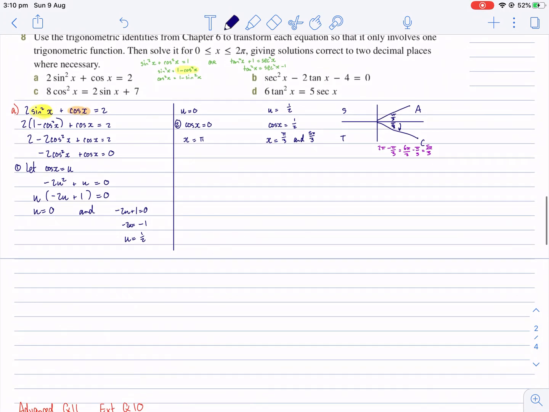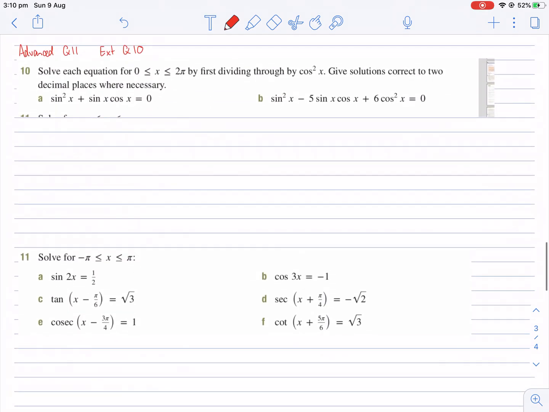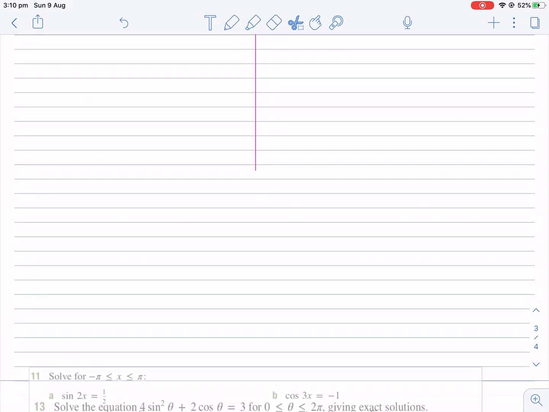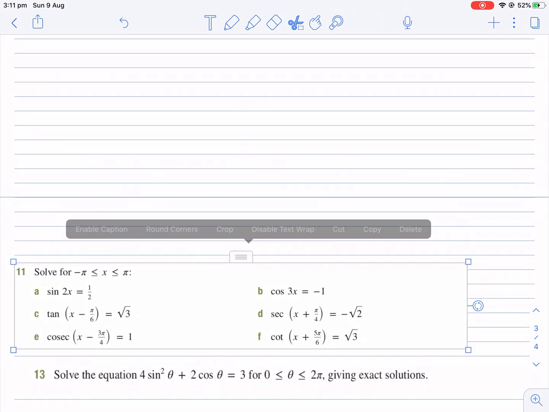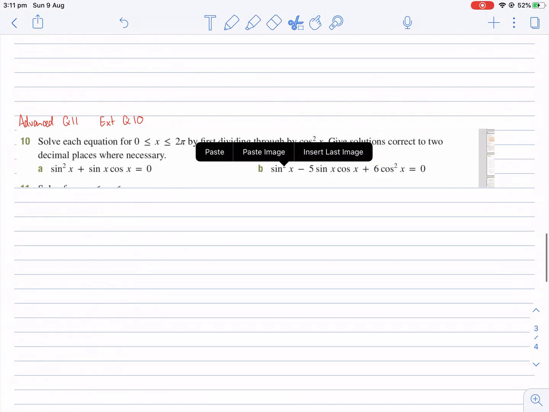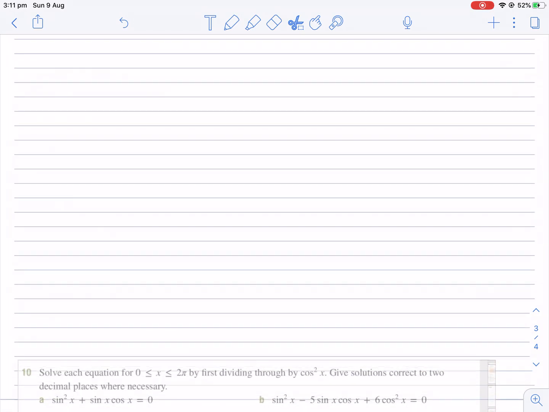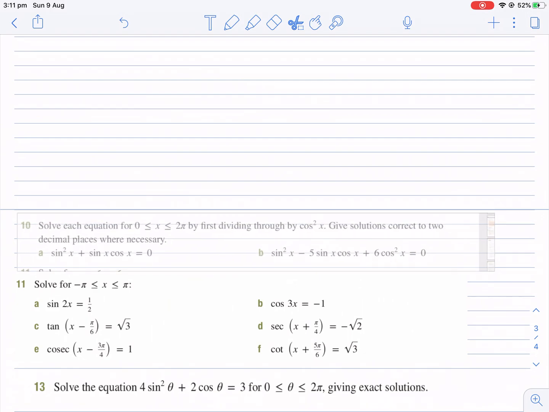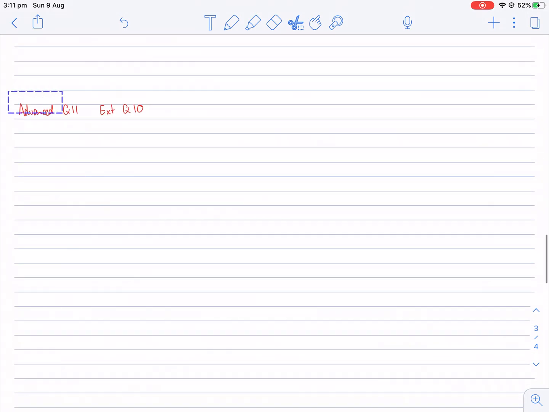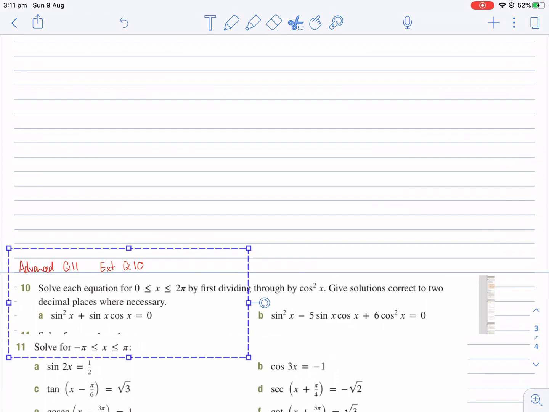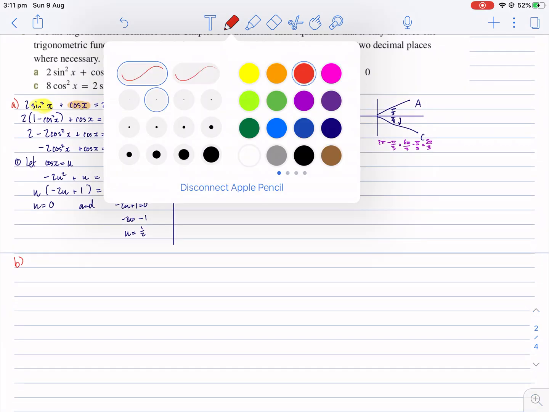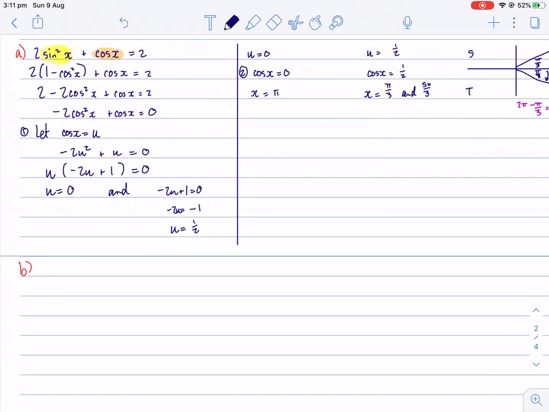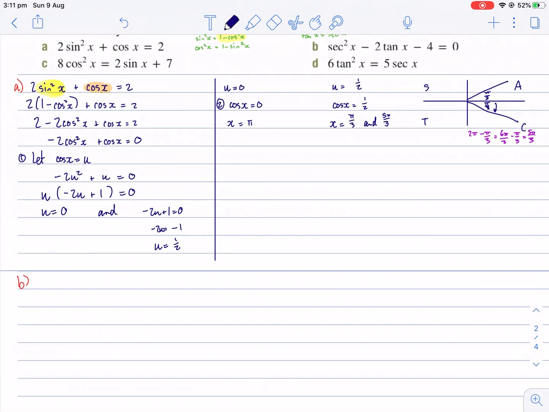Okay, question B. Yeah, I really underestimated the amount of room we'd need. My apologies. All right, question B. It is worth doing all these, by the way. This is kind of where the exam questions will come from for extension.